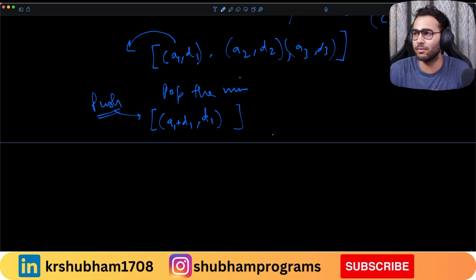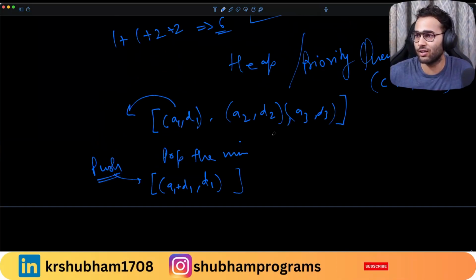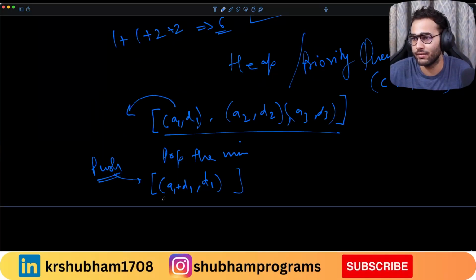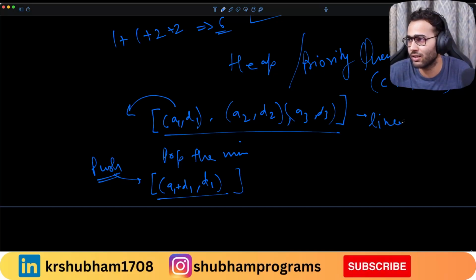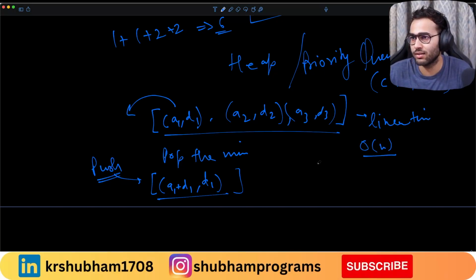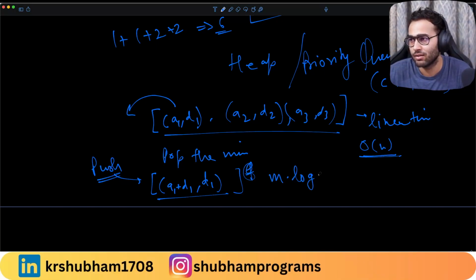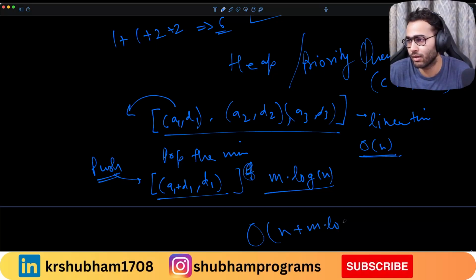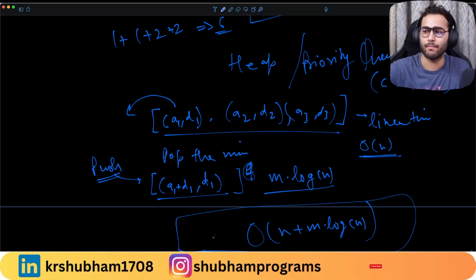Easy, greedy, simple. N log n solution, n log m, right? So this will take linear time to insert everything, which is order of n. And after this, this is a separate query. So this will be n, and this will be m times you extract from the n elements. So you have m log n. So this is big O of n plus m log n. This is the overall time complexity of this problem, right?